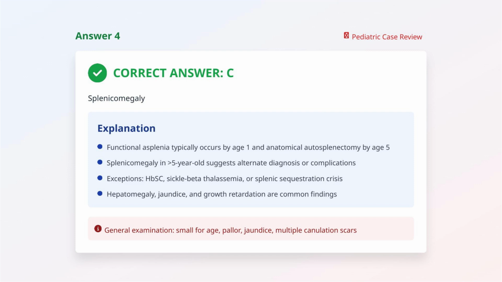Hepatomegaly, jaundice, and growth retardation are common findings in sickle cell disease due to chronic hemolysis, extramedullary hematopoiesis, and chronic anemia. General examination findings may include small for age, pallor, jaundice, and multiple cannulation scars from previous hospitalizations and treatments.